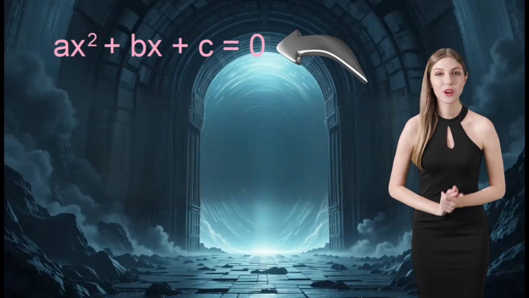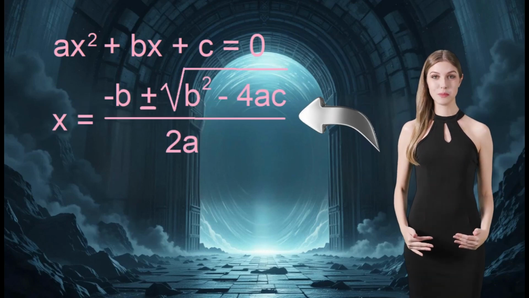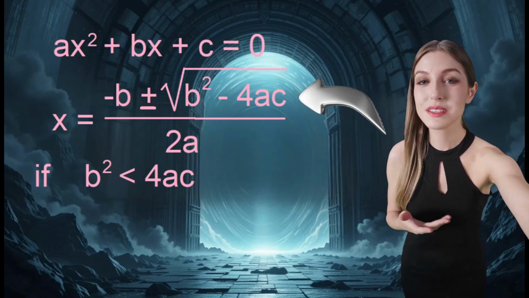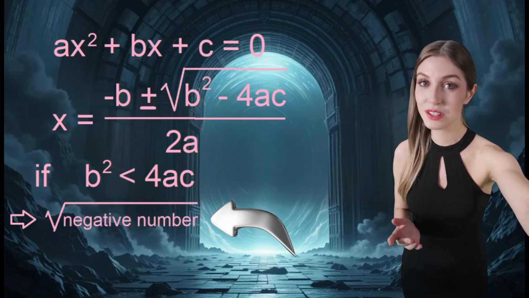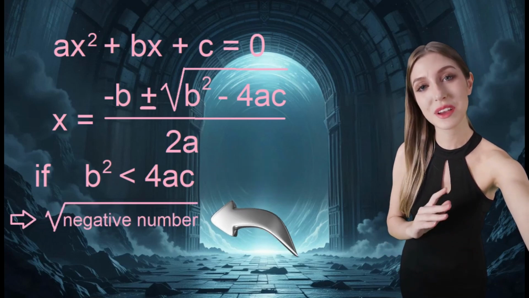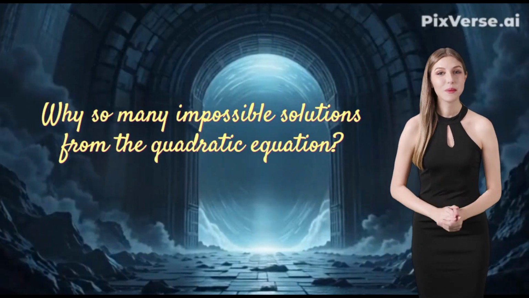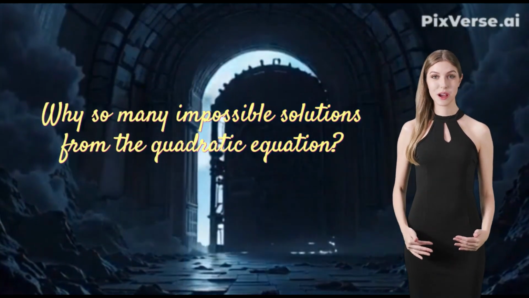For solving the quadratic equation, mathematicians found the solution as shown in the formula. If the term inside the square root is less than 0, or b squared is less than 4c, the solution of the equation would contain the square root of a negative number, which is an impossible solution. Why are there so many impossible solutions from the quadratic equation? Or is mathematics trying to tell us something?